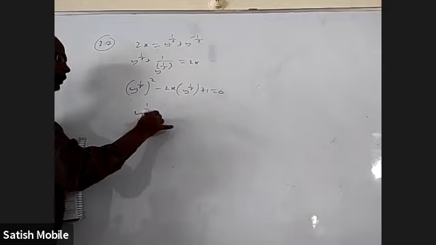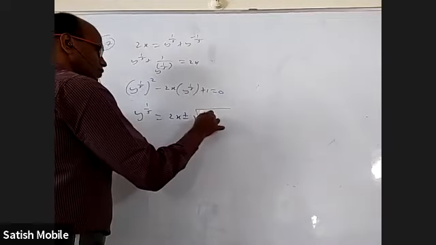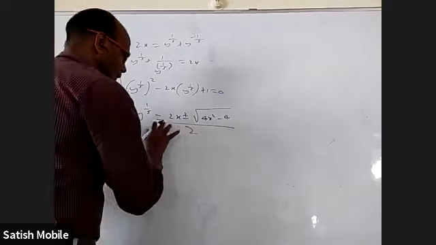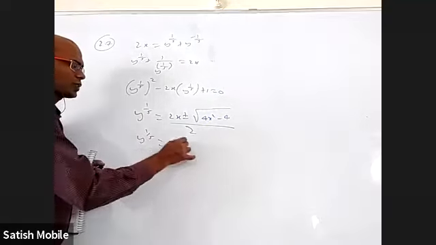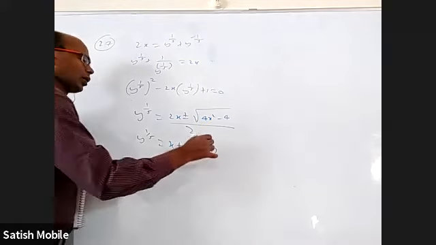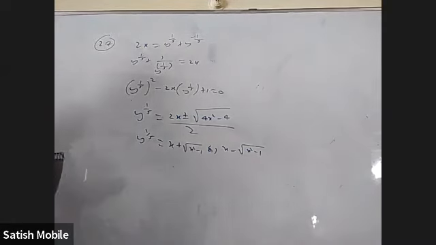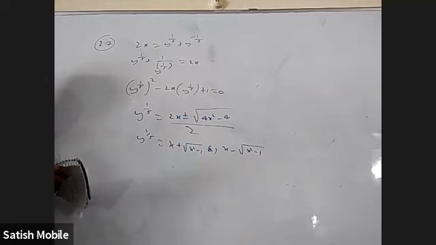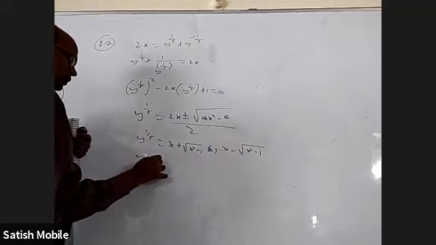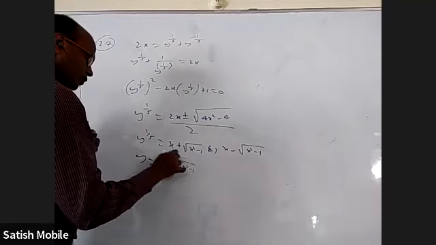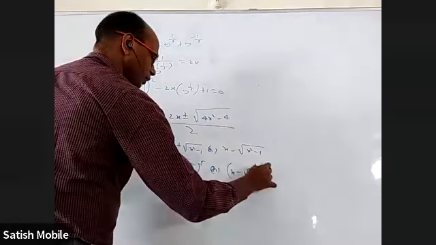We'll get y power 1 by 5 is equal to 2x plus or minus root of b square, 4x square minus 4, by 2. Take 4 common and cancel. We'll get y power 1 by 5 is equal to x plus root x square minus 1, or x minus root x square minus 1. You can take any one of them, the same answer will come. Then y is equal to (x plus root x square minus 1) whole power 5, or (x minus root x square minus 1) whole power 5.